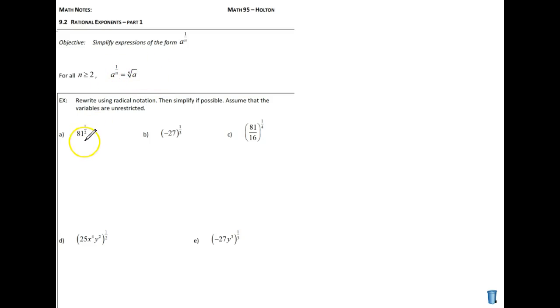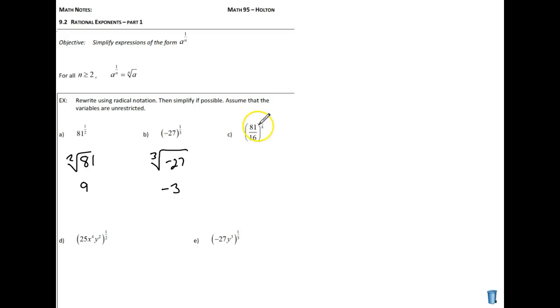So, for example, if I have 81 to the 1/2 power, that's really saying the square root of 81. And what is the square root of 81? Well, that's just 9. Similarly, negative 27 to the 1/3 power, well, that's just the third root, or cube root, of negative 27, which, what number, when I cube it, gives me negative 27? Well, that's just negative 3.